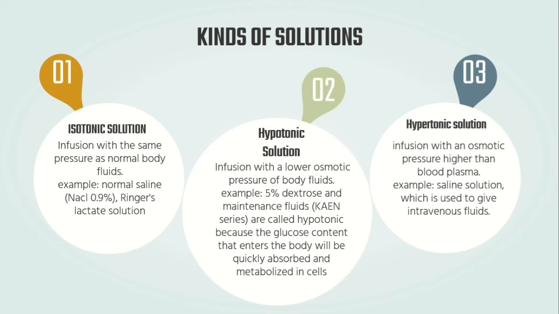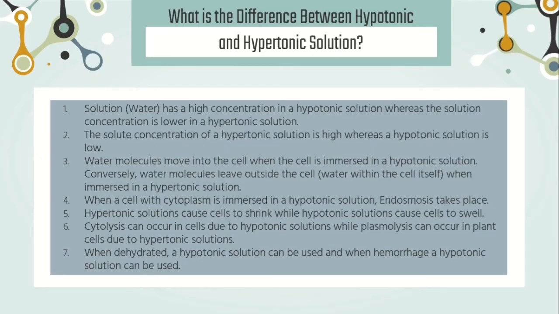3. Hypertonic solution. Infusion with an osmotic pressure higher than blood plasma. Example: saline solution, which is used to give venous fluid. What is the difference between hypotonic and hypertonic solutions?